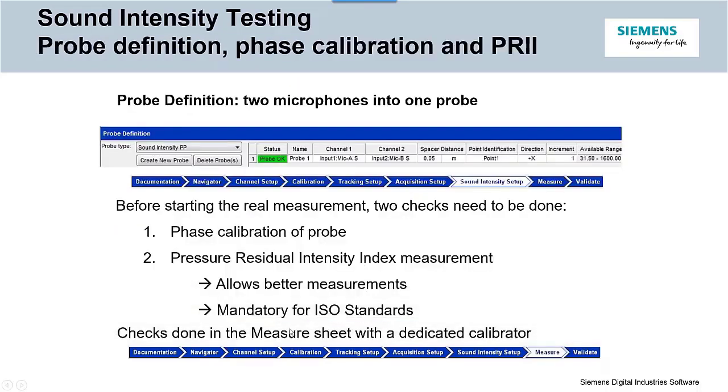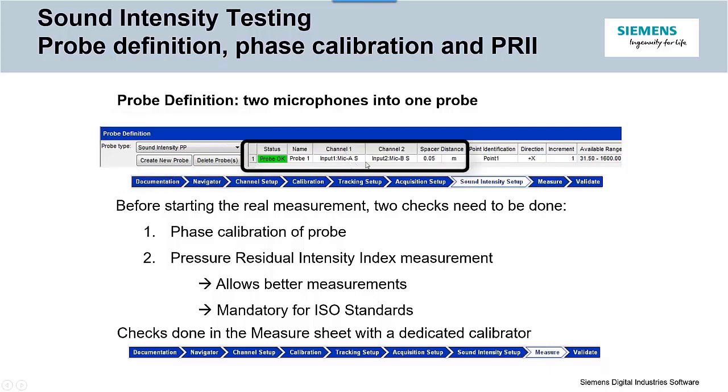worksheet. Then there is the sound intensity setup worksheet where you actually declare the intensity probe. Here, I can say that, hey, I want to create a new probe, and this is a pressure probe. From this pull down, there will also be a pressure velocity probe, the PV probe.